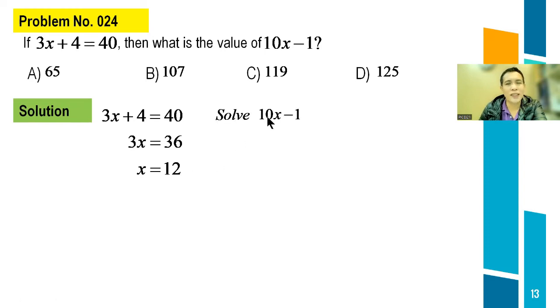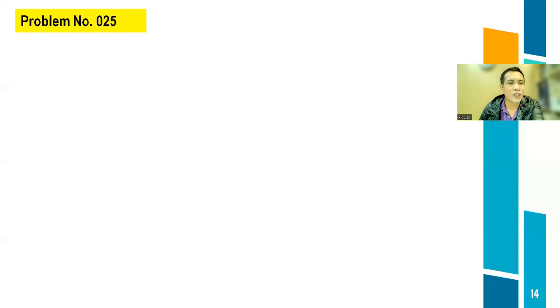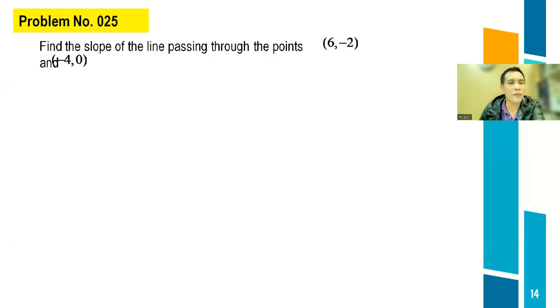And then we will solve 10x minus 1 given that x is 12. Of course, 10 times 12 minus 1 is equal to 10 times 12, that's 120, minus 1, that's 119. So the correct answer is letter C. Let's go to problem number 25.